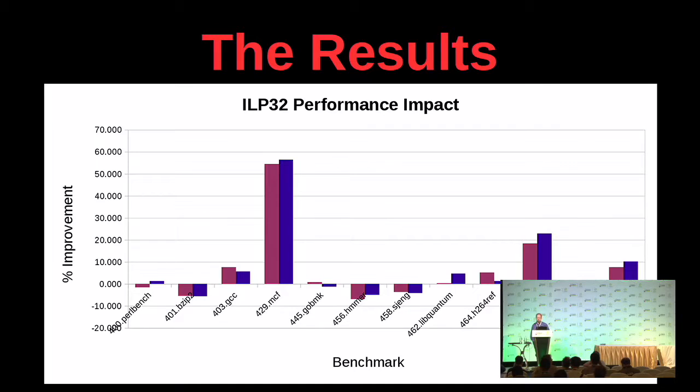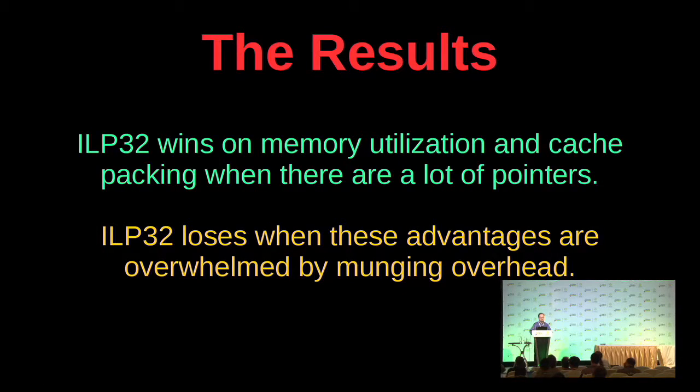So what does this indicate? Not a consistent lift, right? Definitely we've got a degradation in some cases. We've got a fairly significant lift in a small number of very particular cases. And I think we can summarize it by saying this. ILP32 wins on memory utilization and cache packing when you've got a lot of pointers. Cache packing in terms of the number of data elements that you can fit within your cache. ILP32 loses when the advantage of that is overwhelmed by munging overhead in terms of either ABI or syscall conversions.